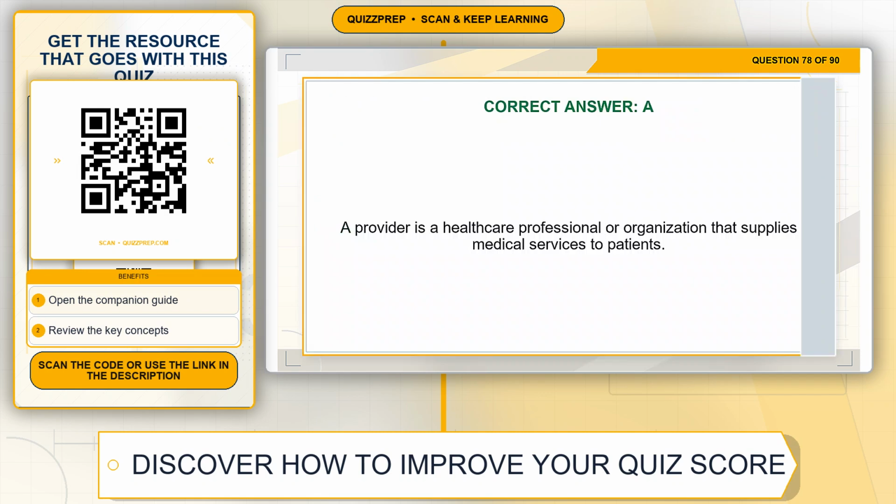A provider is a healthcare professional or organization that supplies medical services to patients.